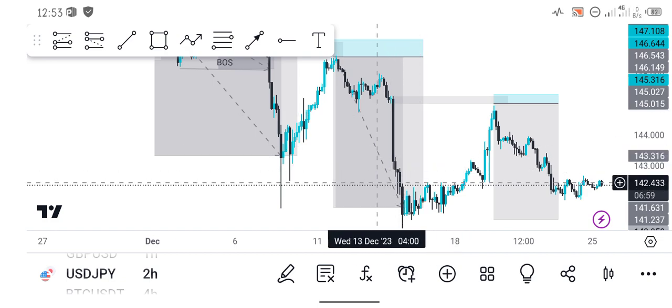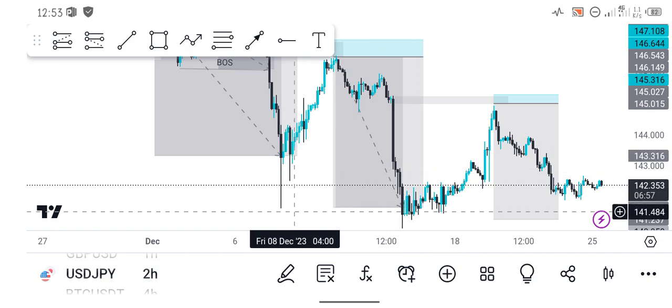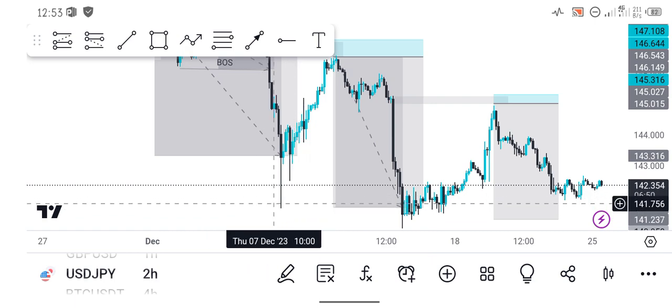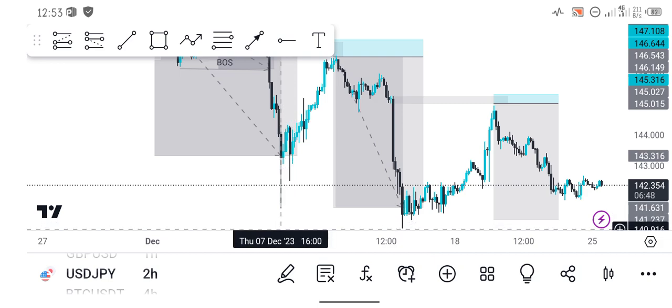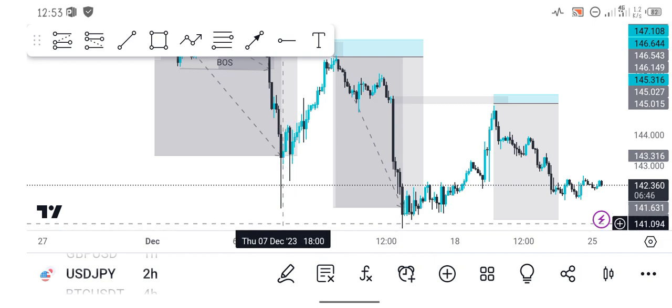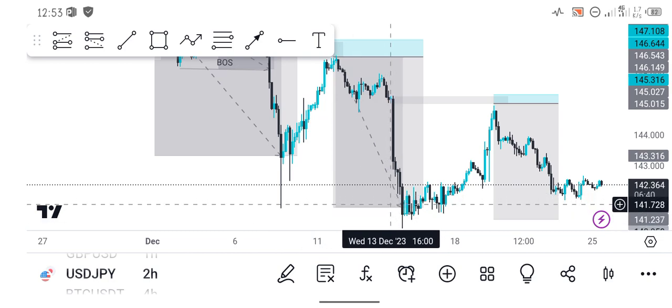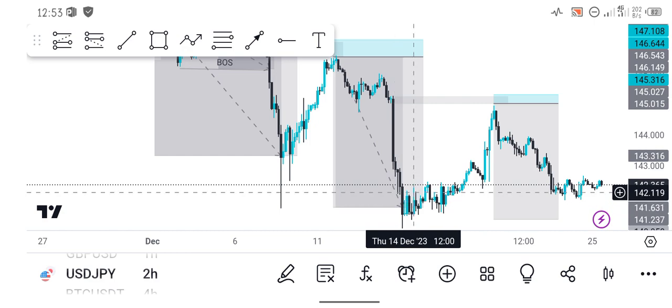It closed with the body. Had this wick been somewhere down here, I wouldn't have counted this as a break of structure, because it would have closed with a wick here. So for the fact that it closed with the body, we can say this is a break of structure.